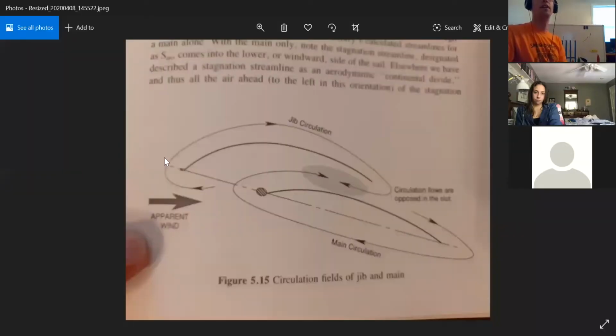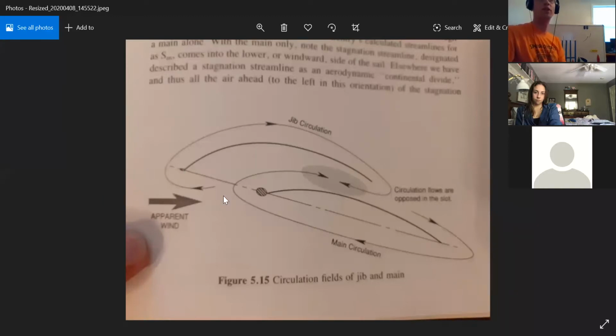So the first thing we have to look at is what's going on. How do those different circulation fields interact with each other? So if I can find my image here, boom, coming up on your screen. This is what things are looking like, and he's got his wind drawn from a different direction.